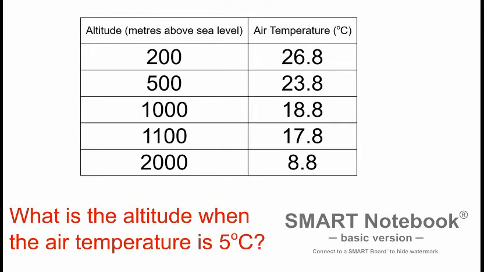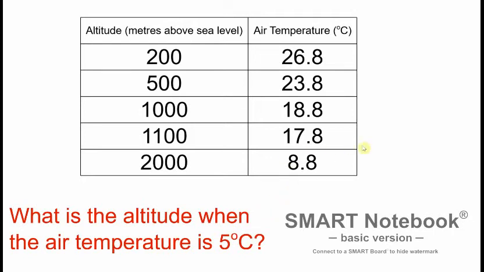And to create a context for this table of values, imagine you were in a hot air balloon and you are measuring the air temperature as the hot air balloon changes in altitude. When it's 200 meters above sea level, you can see it's 26.8 degrees Celsius. Just going down to another row here, when you are 1,100 meters above sea level, the air temperature is 17.8 degrees Celsius. And then here's our question right here. What is the altitude when the air temperature is 5 degrees Celsius?